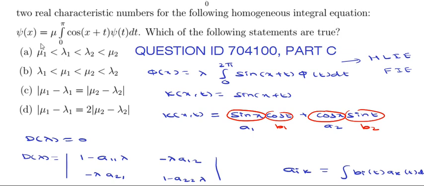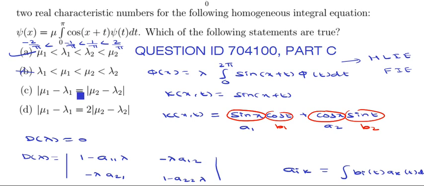So what is mu1? Mu1 is minus 2 by pi, and lambda 1 is minus 1 by pi, lambda 2 is 1 by pi, and mu2 is 2 by pi. So you check whether this inequality is satisfied. This is satisfied, therefore A is true. And the second one, lambda 1 is less than mu1, so this is not true. Since A is true, this is not true.